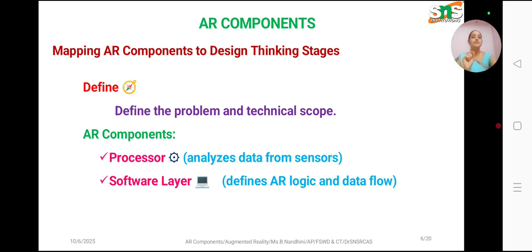And the second stage is define. This helps to define the problem and the technical scope. If we map this stage to the AR components, we need two things: the processor and the software layers. The processor helps to analyze the data from the sensor, and the software layers help to define the AR logic and the data flow. So we need these two things in the define stage.